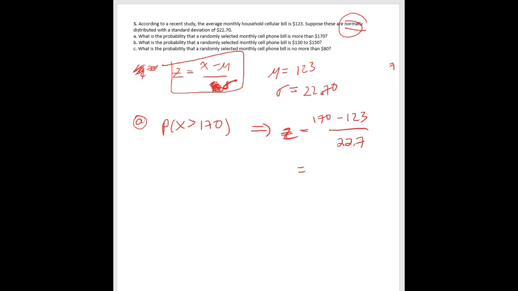And what we ultimately get for that, looking at my notes, is 47 over 22.7, which is equal to 2.07.